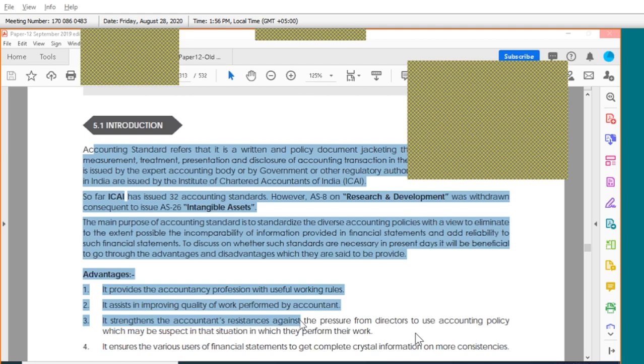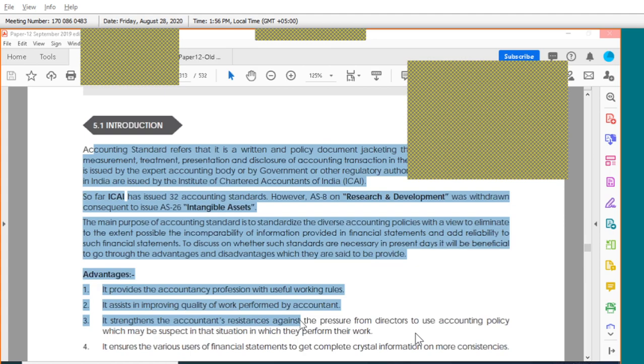It provides the accountancy profession with useful working rules. What is the meaning? Yes, of course, because of AS2, I know how to account for the valuation of inventory. It assists in improving the quality of work performed by accountants. Of course, if accounting standards are not there, then an employee can do manipulation. Manipulation means inflating the accounts. I can reduce something, I can add something, I can adjust something as per my wish.